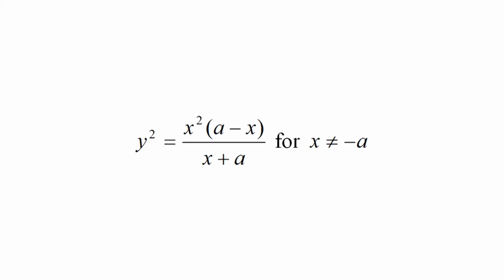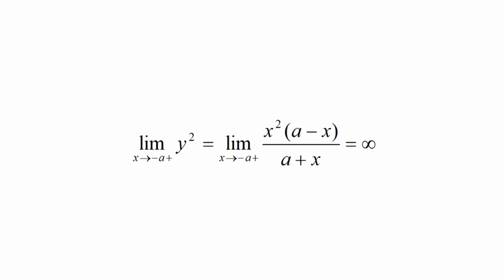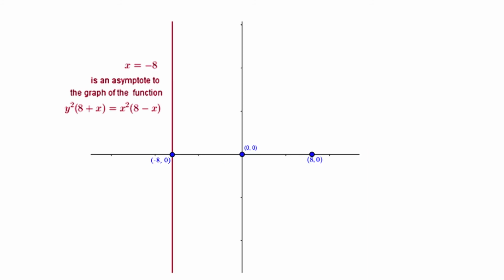We have y square is equal to x square into a minus x whole divided by x plus a for x not equal to minus a. Thus, limit x go into minus a plus y square is equal to limit x go into minus a plus x square into a minus x whole divided by a plus x, which is plus infinity. Hence, x is equal to minus a is an asymptote.